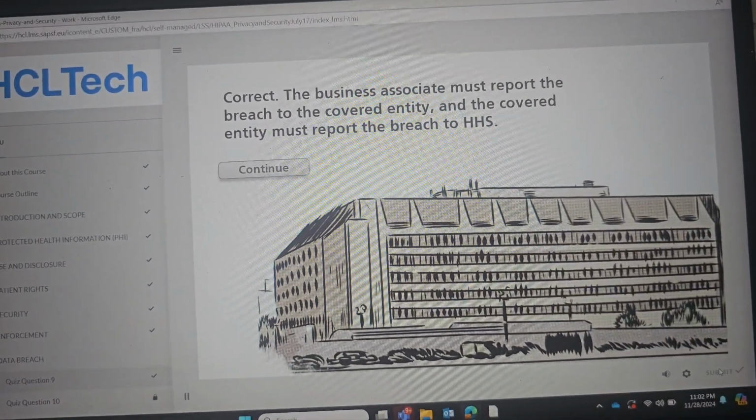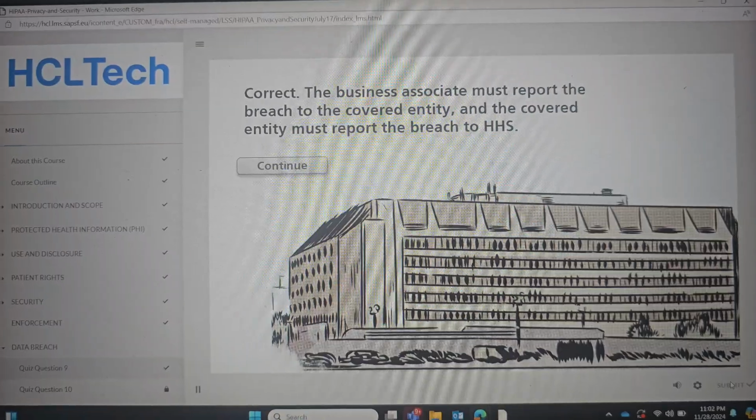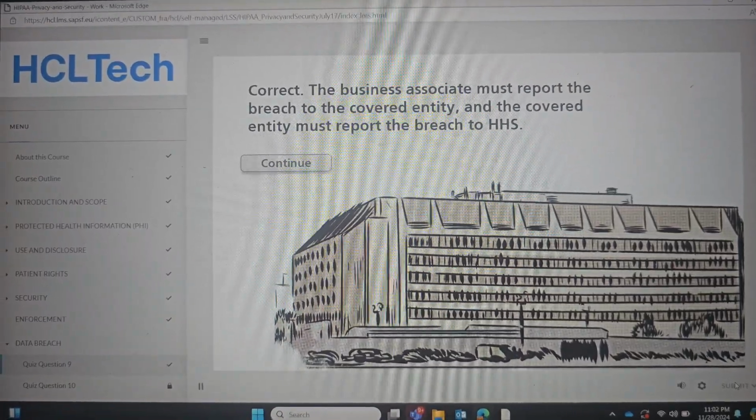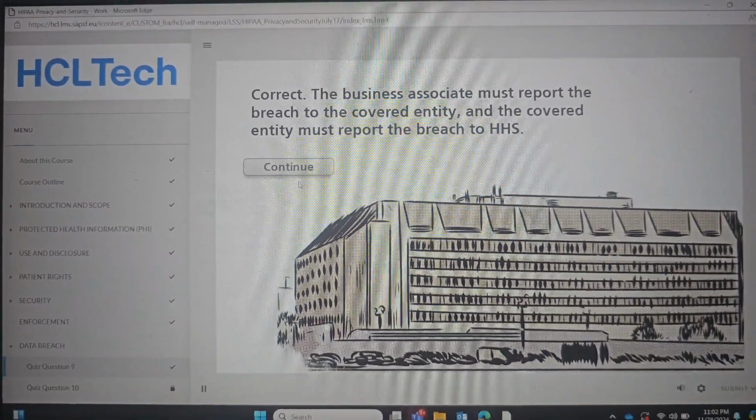Correct. The business associate must report the breach to the covered entity, and the covered entity must report the breach to HHS.